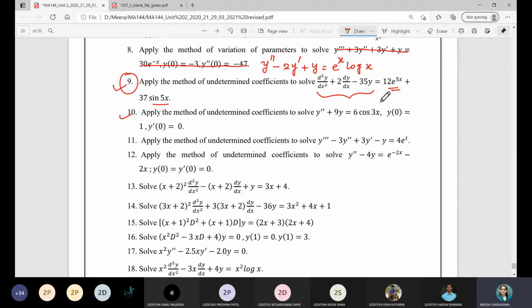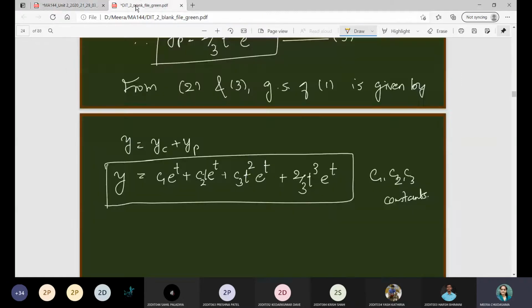Ninth one, I am giving you 5 to 7 minutes to solve it, and tell me what answer you are getting. First of all, please verify your complementary function. C1 e raised to 5x plus C2 e raised to minus 7x. Please check. Minus 7x. Yes, it is minus 7x. Correct. So e raised to 5x occurs in the right hand side function. So you have to modify the corresponding choice, right?